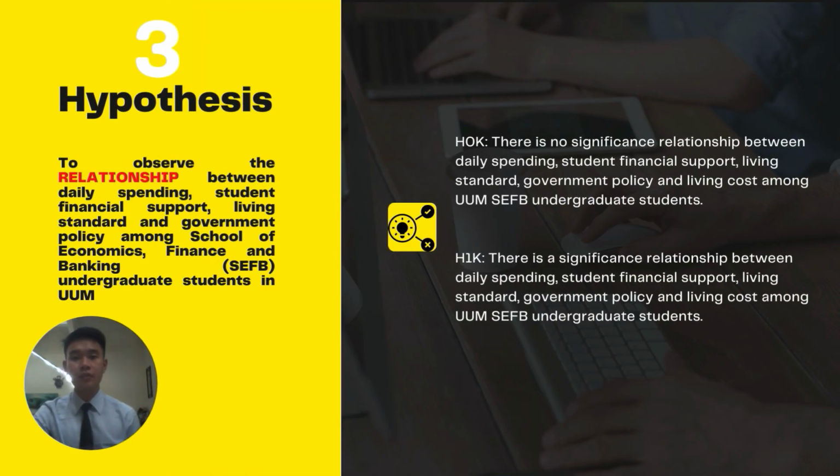The last hypothesis is designed to observe the relationship between daily spending, student financial support, living standards, and government policy among SFB undergraduate students in UM. As you can see, the hypotheses on the right-hand side show the null hypothesis, H0: there is no significant relationship between variables among UM SFB undergraduate students, and the alternate hypothesis shows there is a significant relationship between variables among UM SFB undergraduate students.